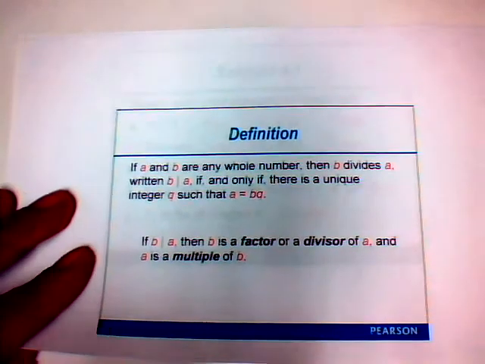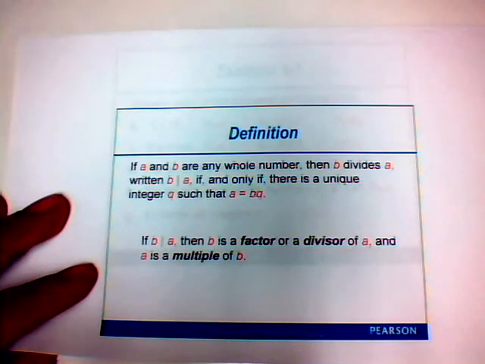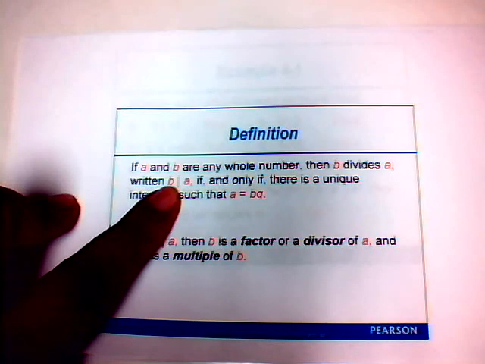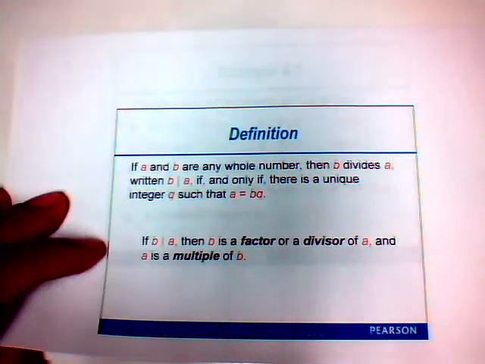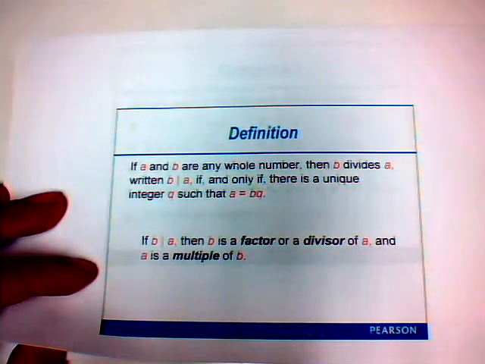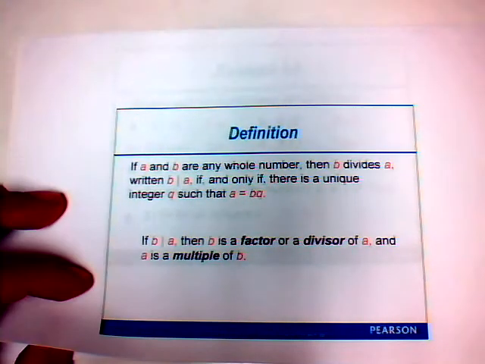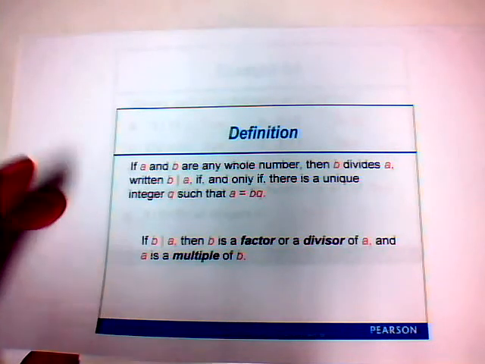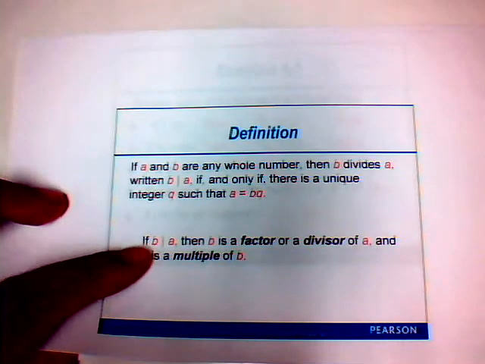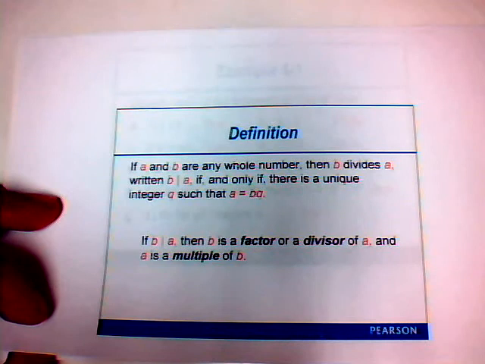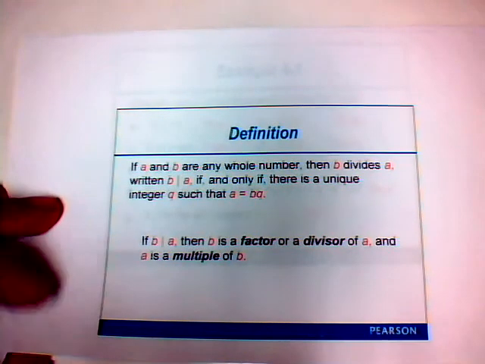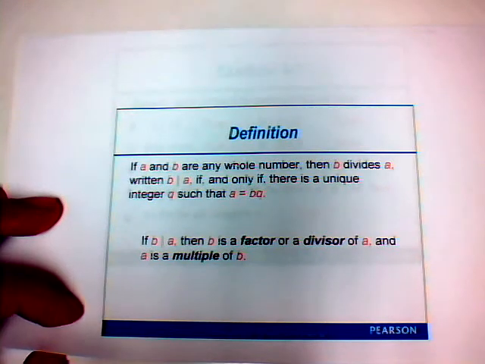Our definition is this. If a and b are any whole numbers, then b divides a, written with b, the vertical bar, then a, if and only if there is a unique integer called q, such that a is equal to b times q. And if b does divide a, then we can say that b is going to be a factor or a divisor of a, and then a will be a multiple of b.